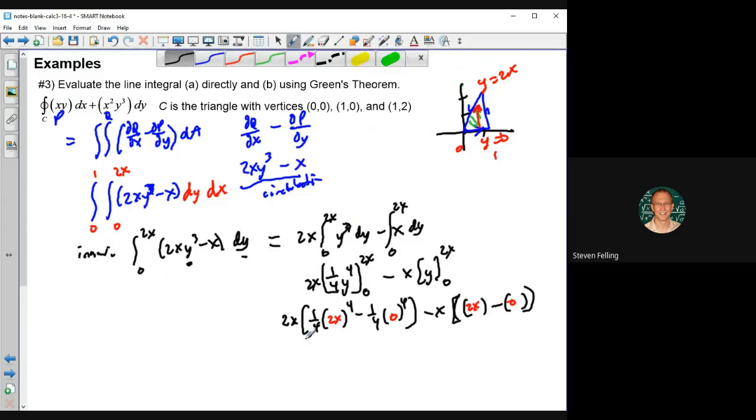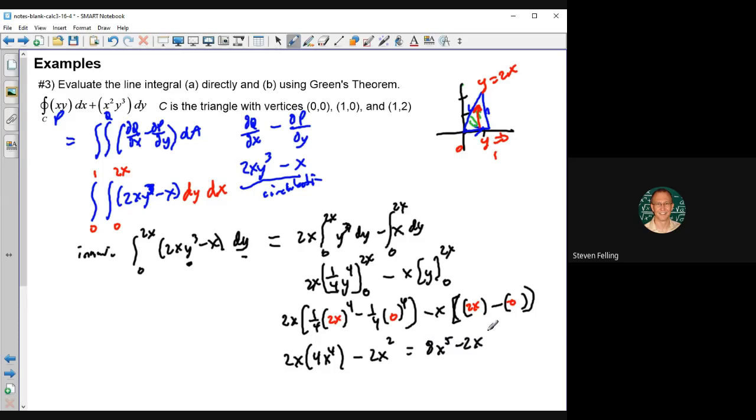And that boils down to, let's see, 2x. And then we have, let's see, 2 to the fourth is 2 times 2 is 4. 4 times 4 is 16 divided by 4 is 4x to the fourth. And then this is 0. And then this would be minus 2x squared. Okay, so I'm just going to multiply it all out. We have 8x to the fifth minus 2x squared. That's the result of the inner integral.